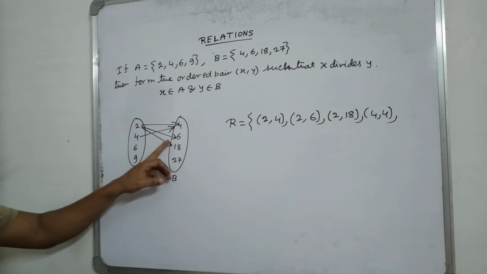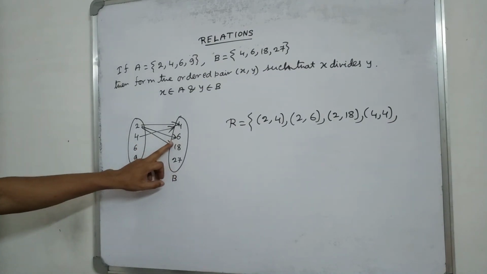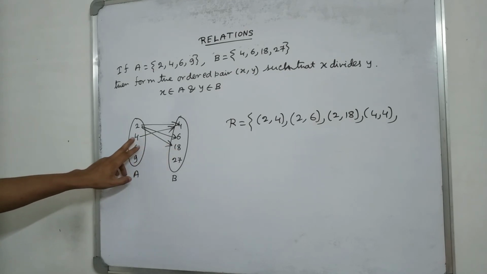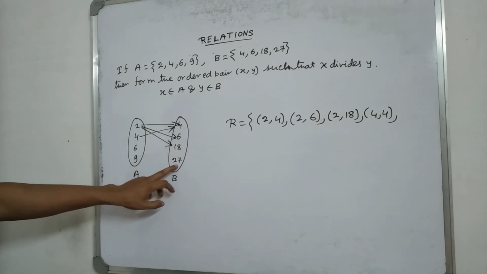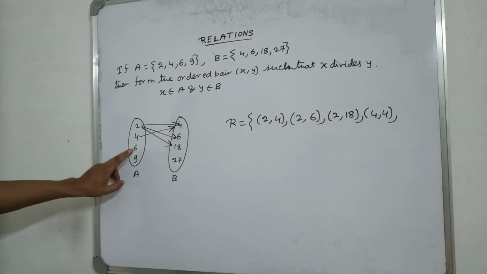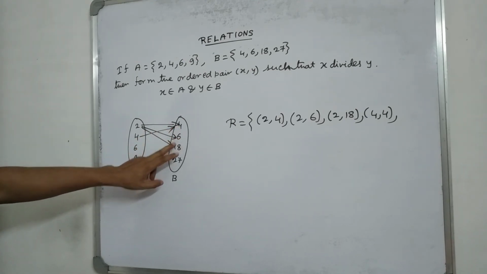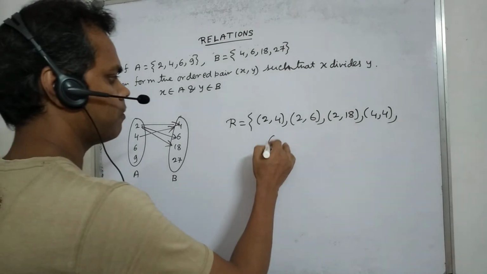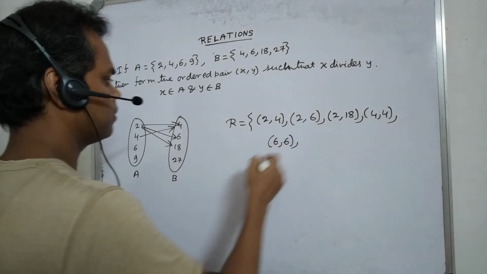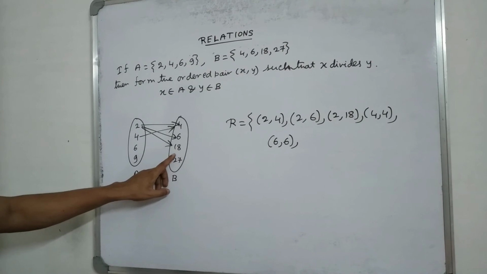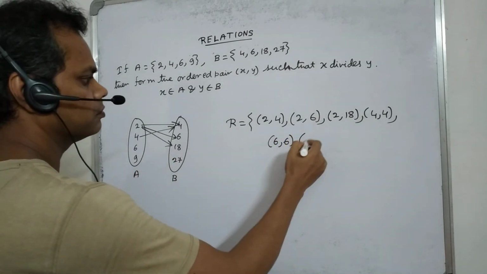4 does not divide 6, so having no relation. 4 does not divide 18, having no relation. 4 does not divide 27, having no relation. 6 does not divide 4, having no relation. 6 divides 6, so having a relation. 6 divides 18, having a relation.